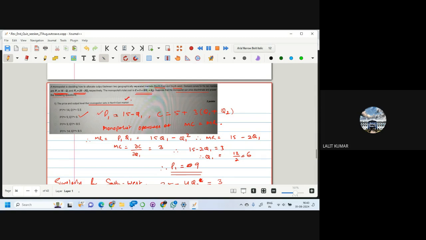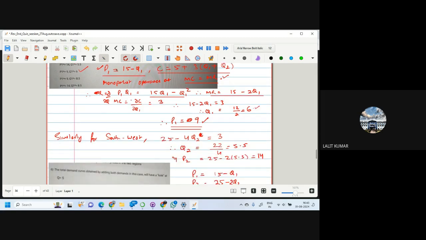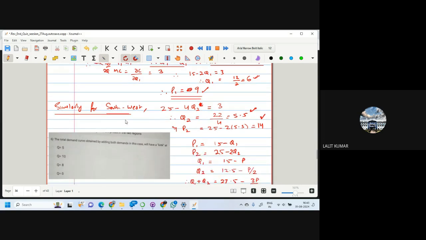So what do we do for the northeast? It is P1 is equal to 15 minus Q1. C is this much. A monopolist always operates at MC is equal to MR. MR is the derivative of P1 Q1, which is total revenue. So we get 15 Q1 minus Q1 square, take the derivative, and equate. We get P1 is equal to 9 and Q1 is equal to 6 in this case. Similarly for the south market, we get 5.5 and 14.